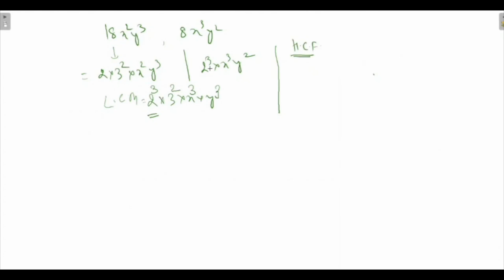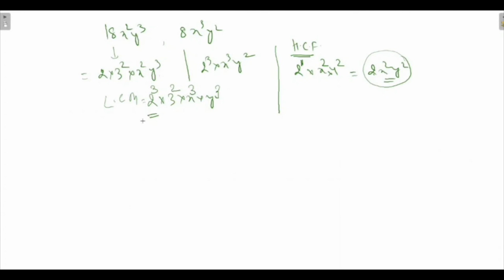So here, when I'm taking 2 and x and y, I have to take the least power of 2. So 2 power 1 is the least one over here. x square and x cube, x to the power 2 is the least power. y cube and y square, 2 is the least power. So here 2x square y square is basically the HCF, while the LCM is 2 cube into 3 square x cube y cube.